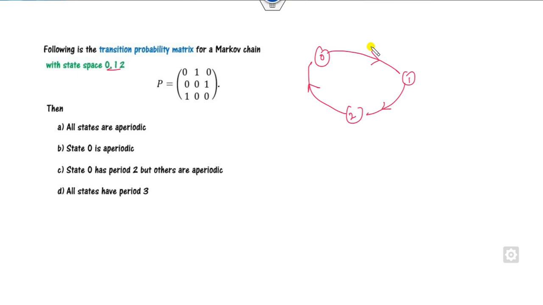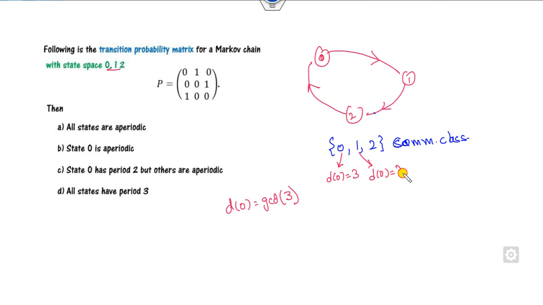Now you can see it's a closed chain. So 0, 1, and 2 are in the communicating class. Once they are in the communicating class, all have the same nature. So what is the period of 0? GCD of how many steps you can take from 0 to 0? 3. There is only one path. So this has a period of 3. This also has period 3 because they are in the same class. So D of 2 is also 3. So all the states have period 3, correct?